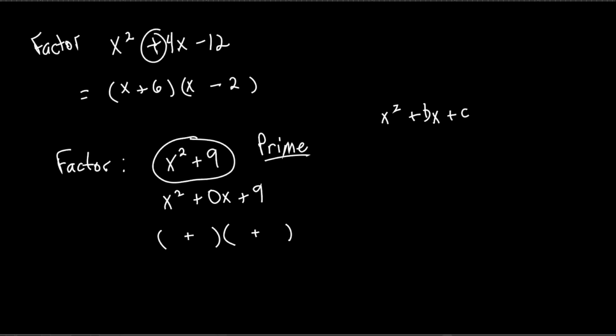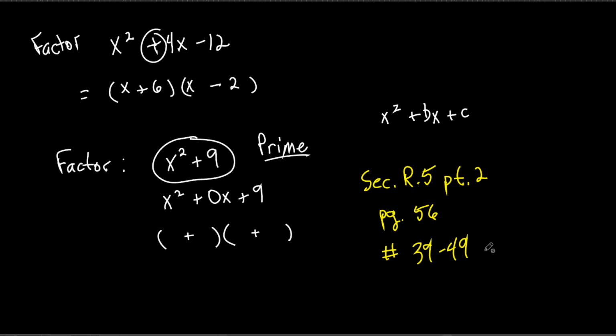So let's put your homework up here. This is section R5, part 2. So what you're turning in today is part 1. This is part 2. Make sure you write that on your homework. Section R5, part 2. Make sure that's on your homework. And it is page 56. And it is 39 to 49 odd. So there's not that many. This is super easy. You should be able to do this in 5 minutes, literally.